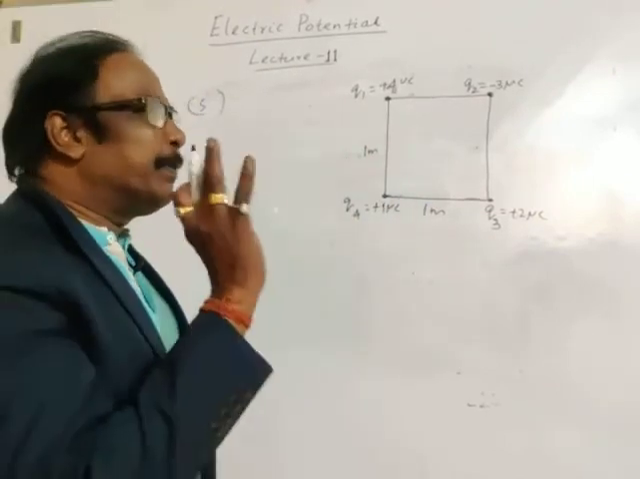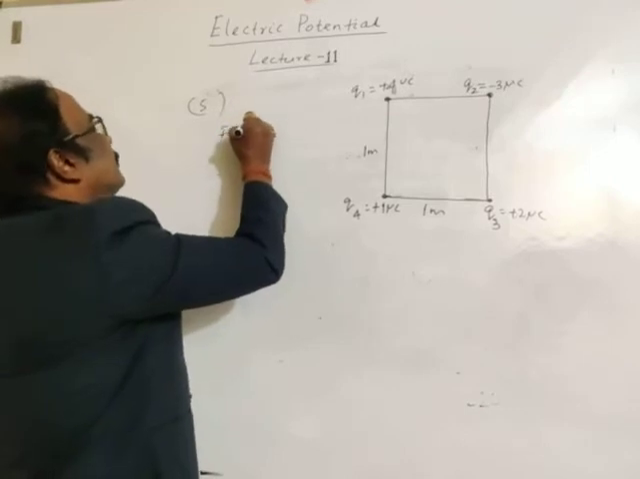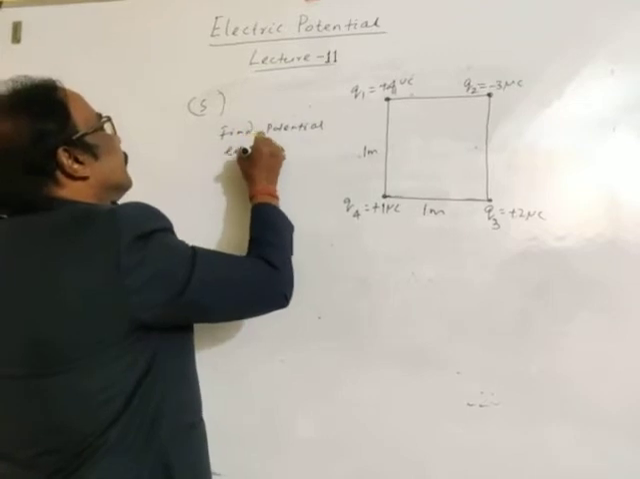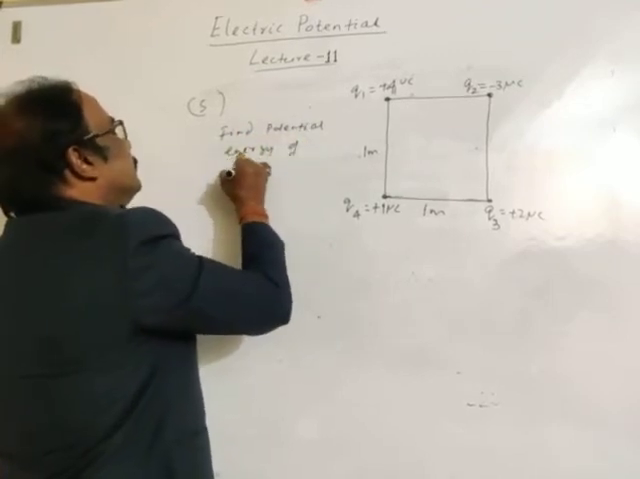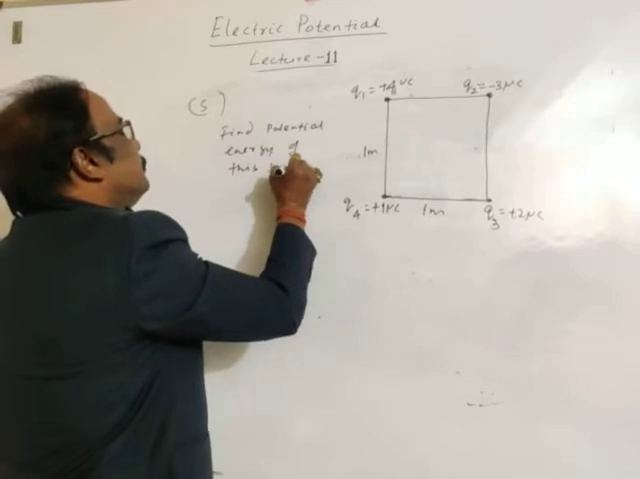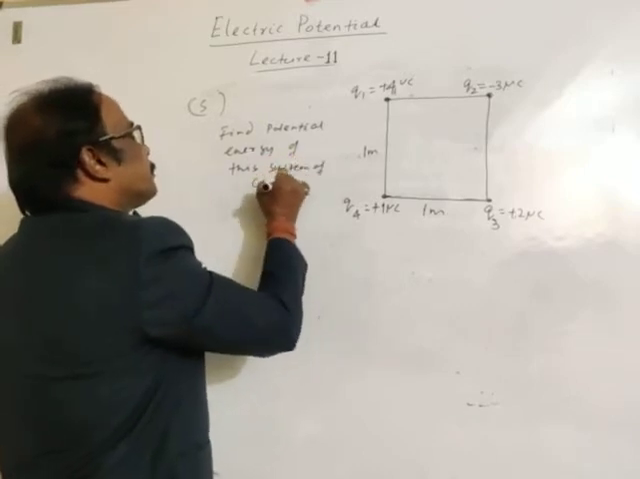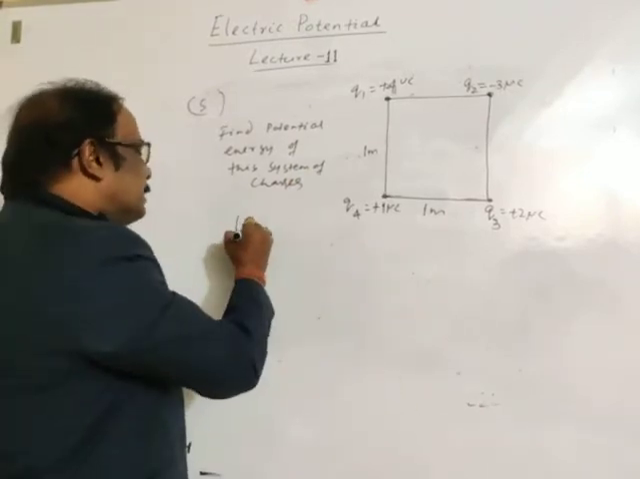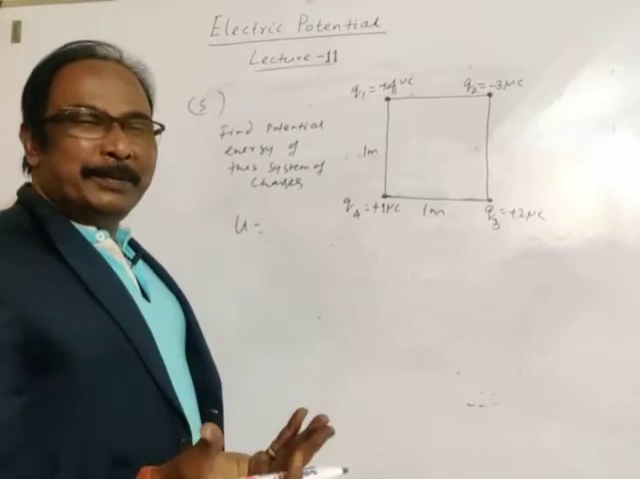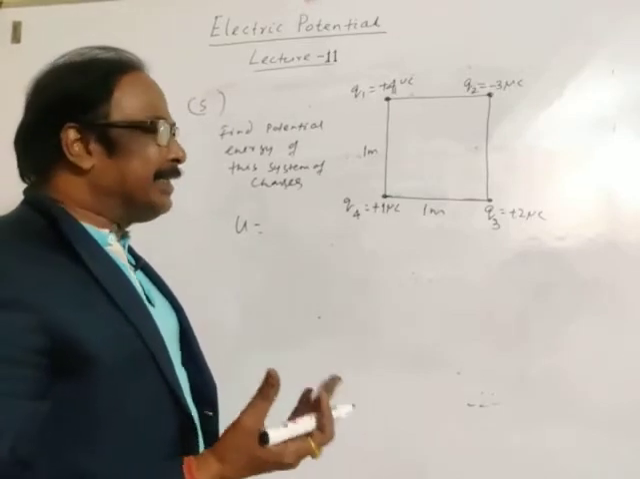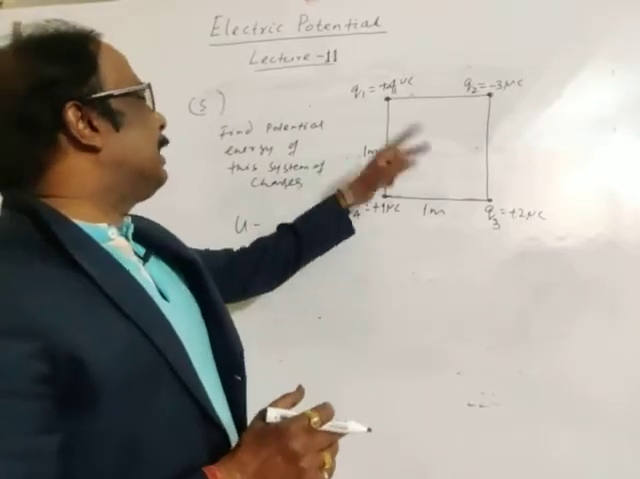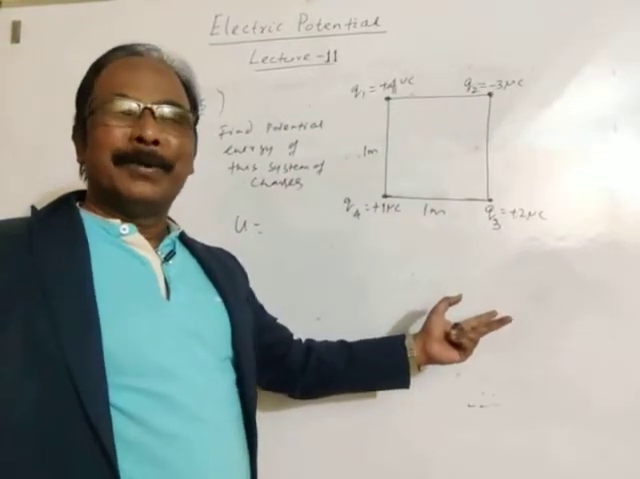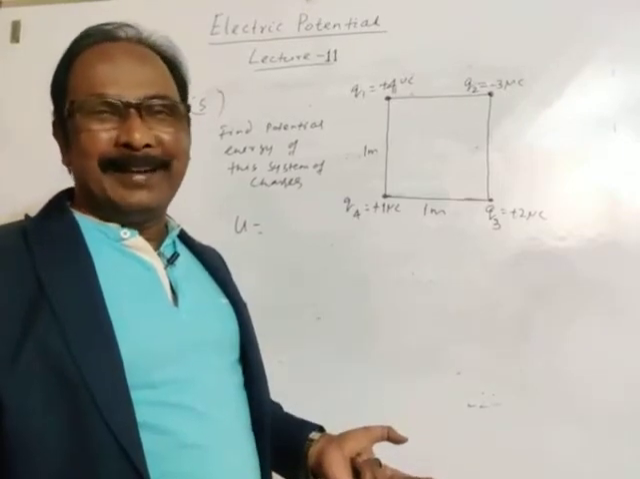4 charges Q1, Q2, Q3, Q4 are placed at the corners of a square of side 1 meter. Okay, simple question. Find potential energy of this system of charges. Simple question. What is potential energy of this system of charges? Potential energy, energy due to configuration, change in configuration. Let's assume initially these charges were at infinity with respect to each other. Okay. Then initial potential energy is 0.